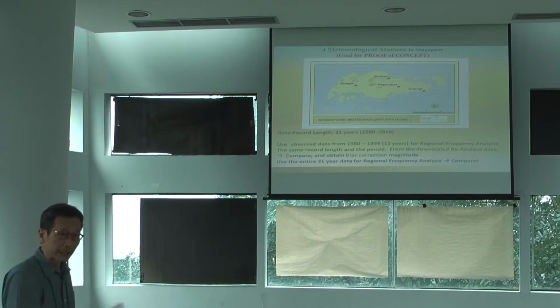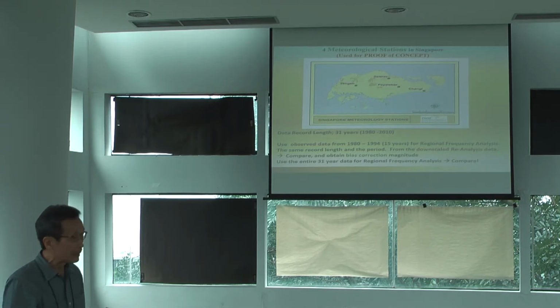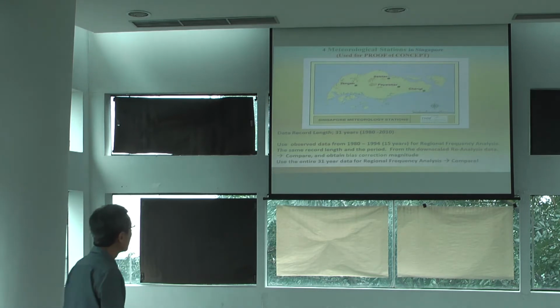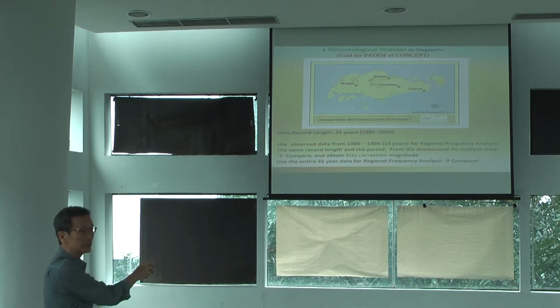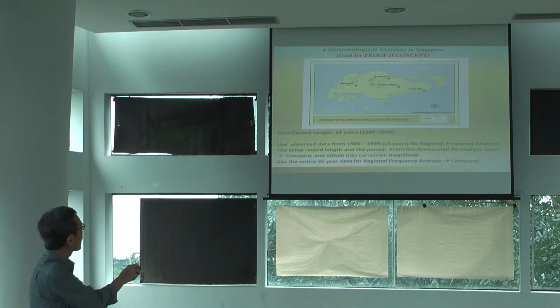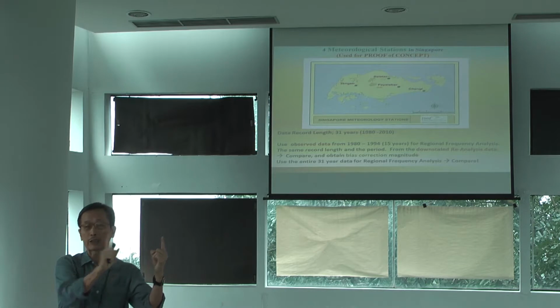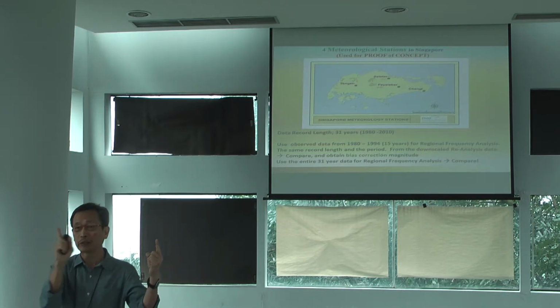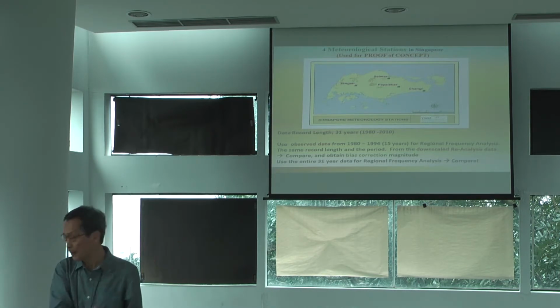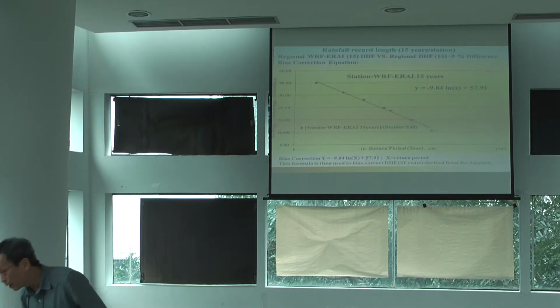Again, the data quality is supposed to be better than the rainfall station. Now I have 31 years. Don't ask why 31 years. So I pretend I have only 15 years. Actually, I have 31, but I'm looking at only 15 years. So now what I do is the following.